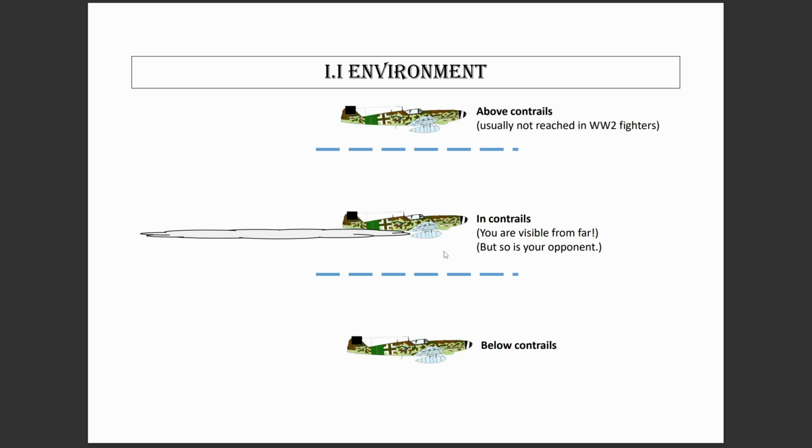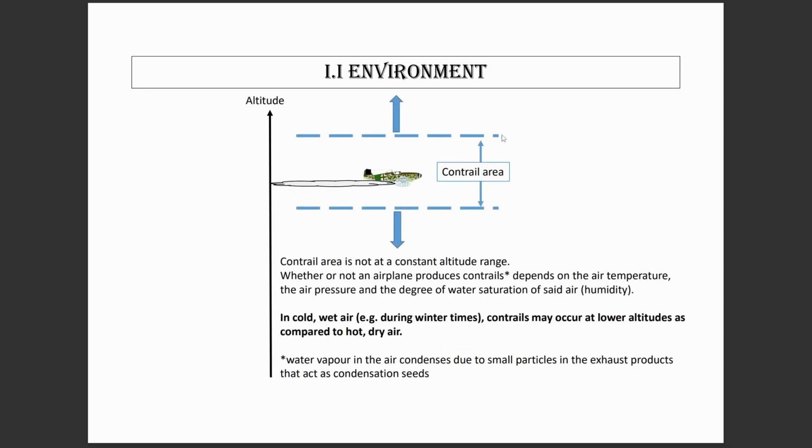these little particles can serve as condensation seeds that the water vapor in the atmosphere can adhere to and then form clouds or condensate. Okay, and depending on the outside conditions, you see those contrails or you don't. And there usually is a band or a range, altitude range, in which aircraft produce contrails, and there's going to be an altitude below that where this is not the case, and an altitude above that where this is also not the case. So let's call this the contrail area.